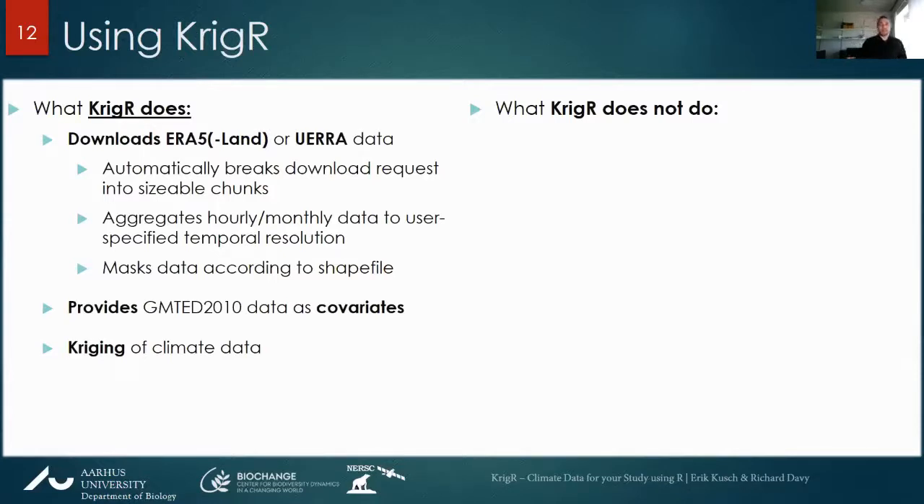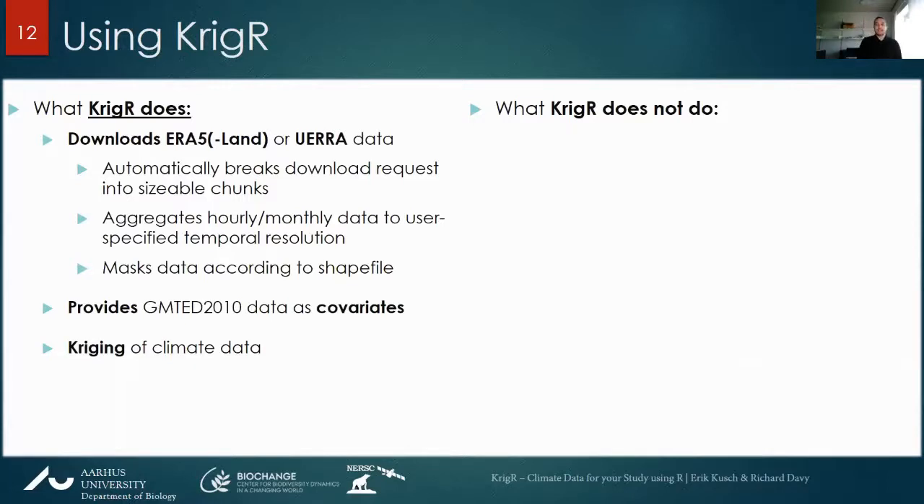The same happens if you specify annual means, for example, where we will automatically download monthly data instead of hourly data to make the download a bit faster and easier on your hard drive and on the computation of the aggregation by the end, where we then just build the mean of 12 months for the year. We can also mask the data that we're downloading according to a shapefile.